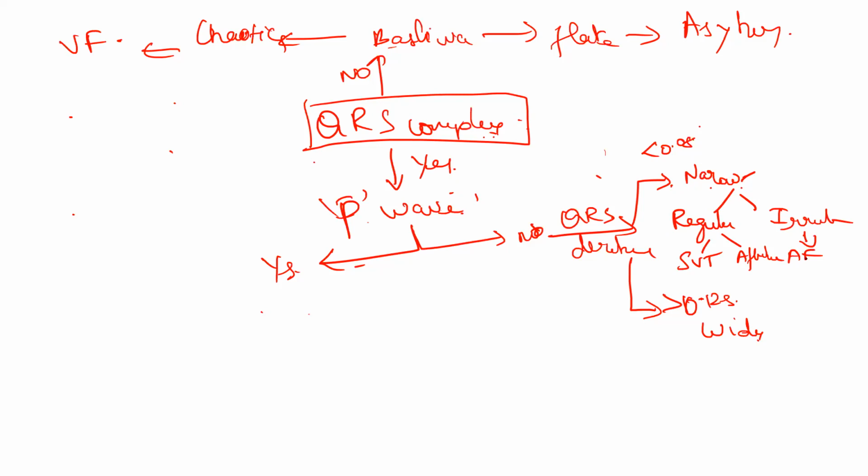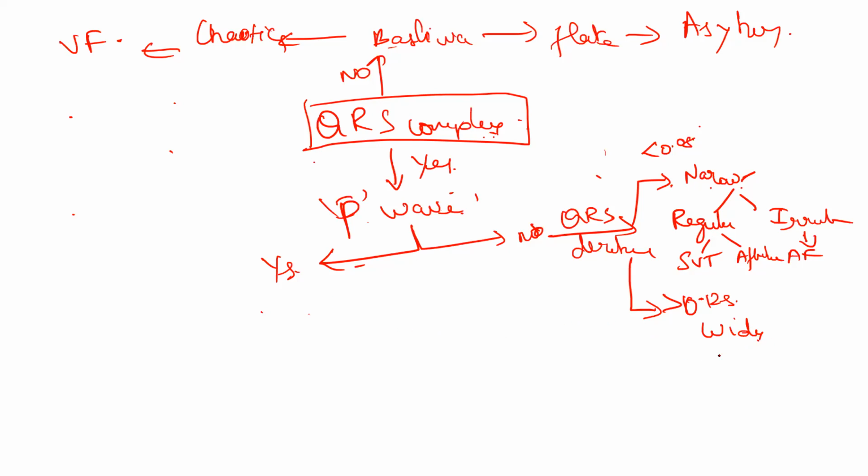The second segment, there is a QRS complex and P waves are absent. If the P waves are absent, next you check the QRS duration. Less than 0.12 seconds, it is going to be a narrow complex. If it is a narrow complex, check the regularity. If it's irregular, it is going to be AF. If it is regular, it will be either SVT or atrial flutter. Now let's come to the other one.